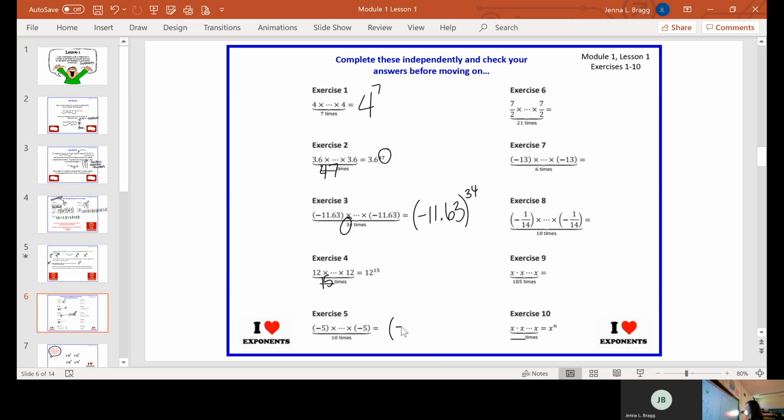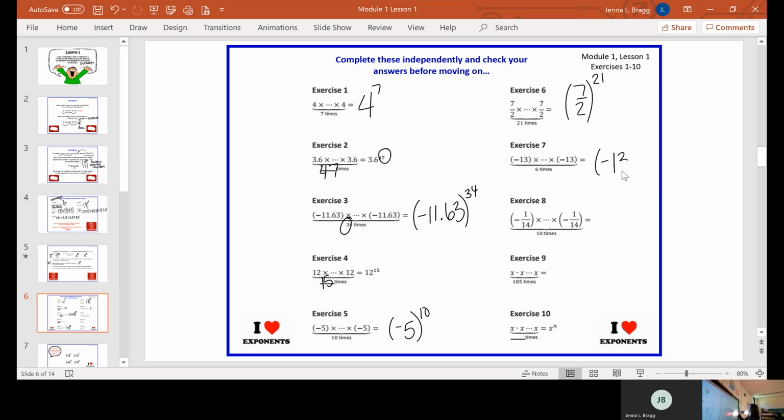Exercise 5, -5 to the 10th power. Don't forget your parentheses because that's a negative number. Exercise 6, 7/2 to the 21st power. It's a fraction, so don't forget your parentheses.